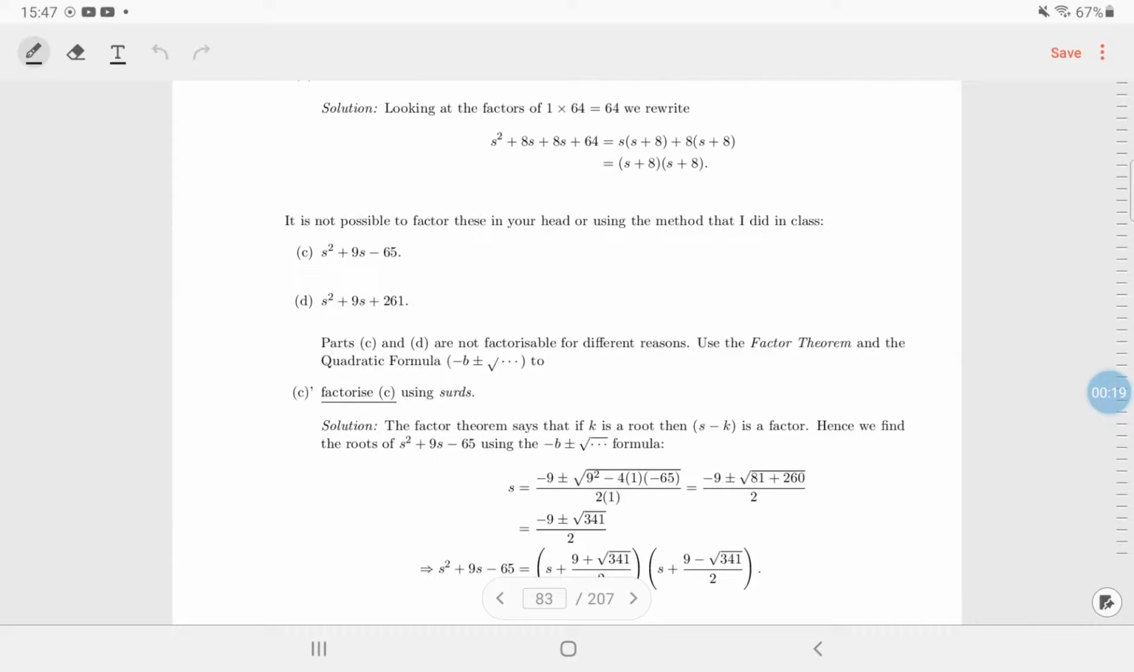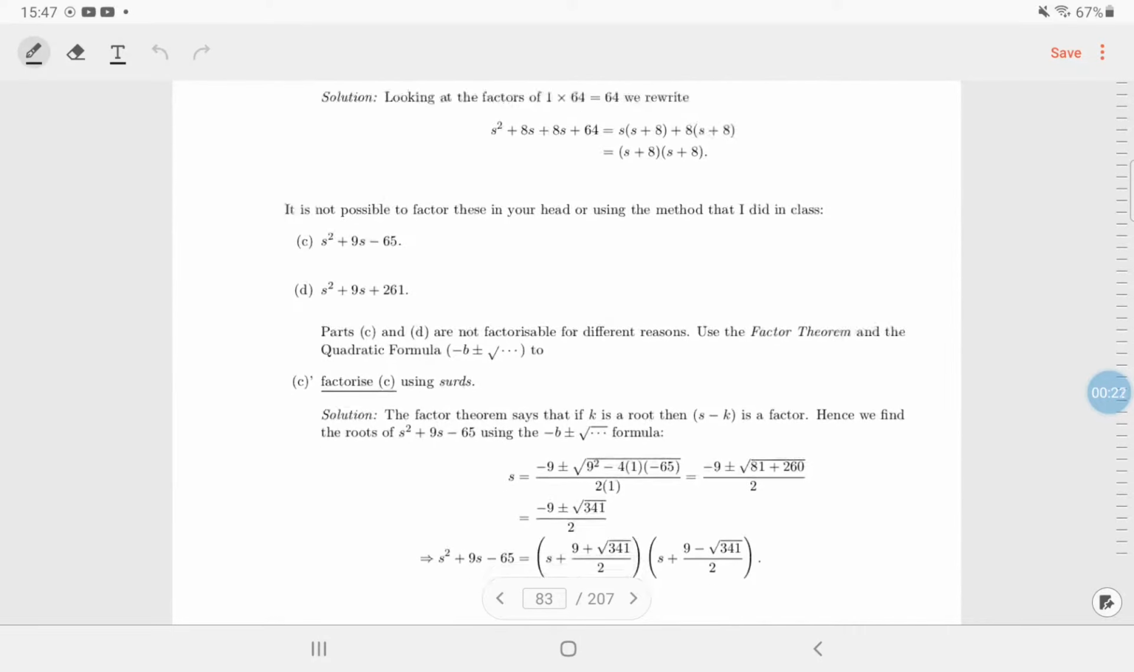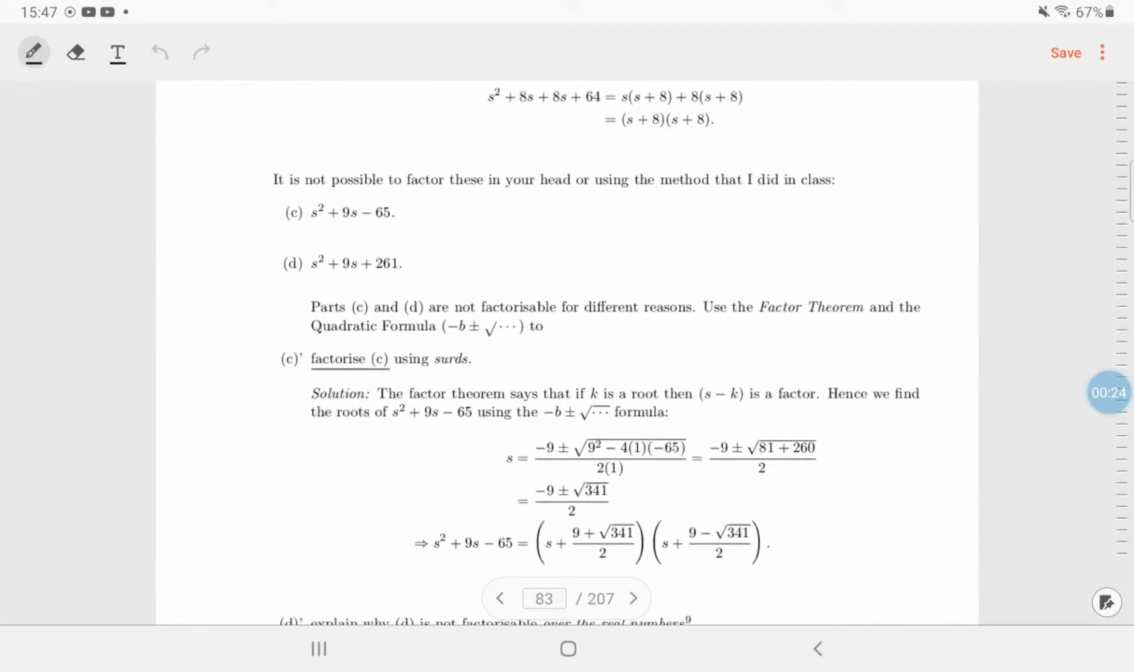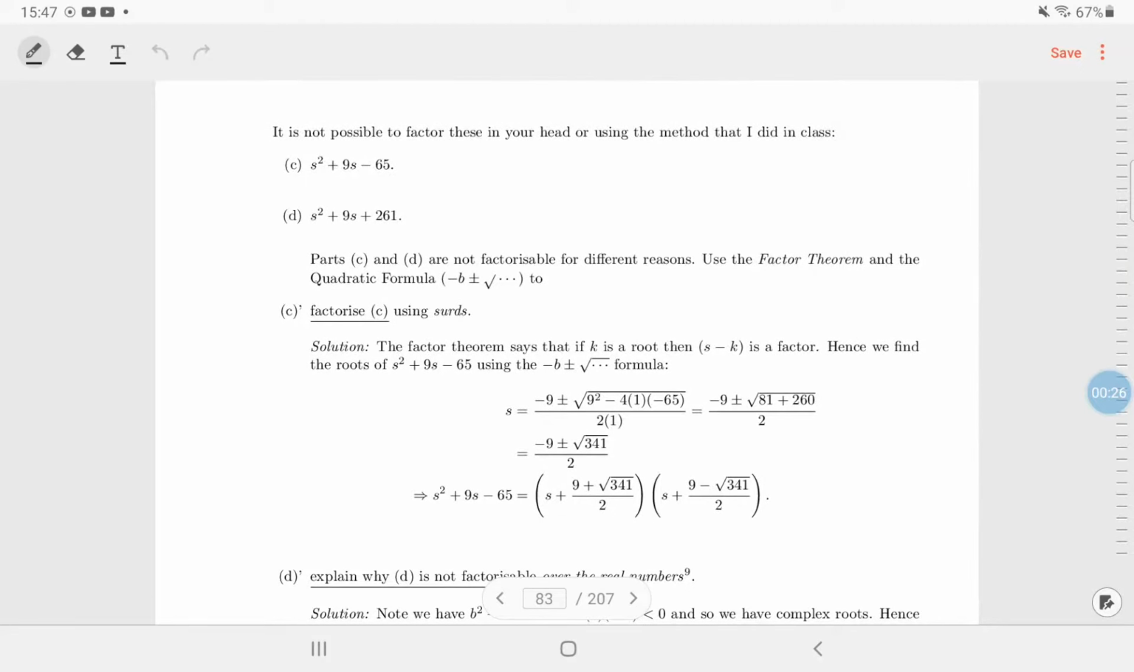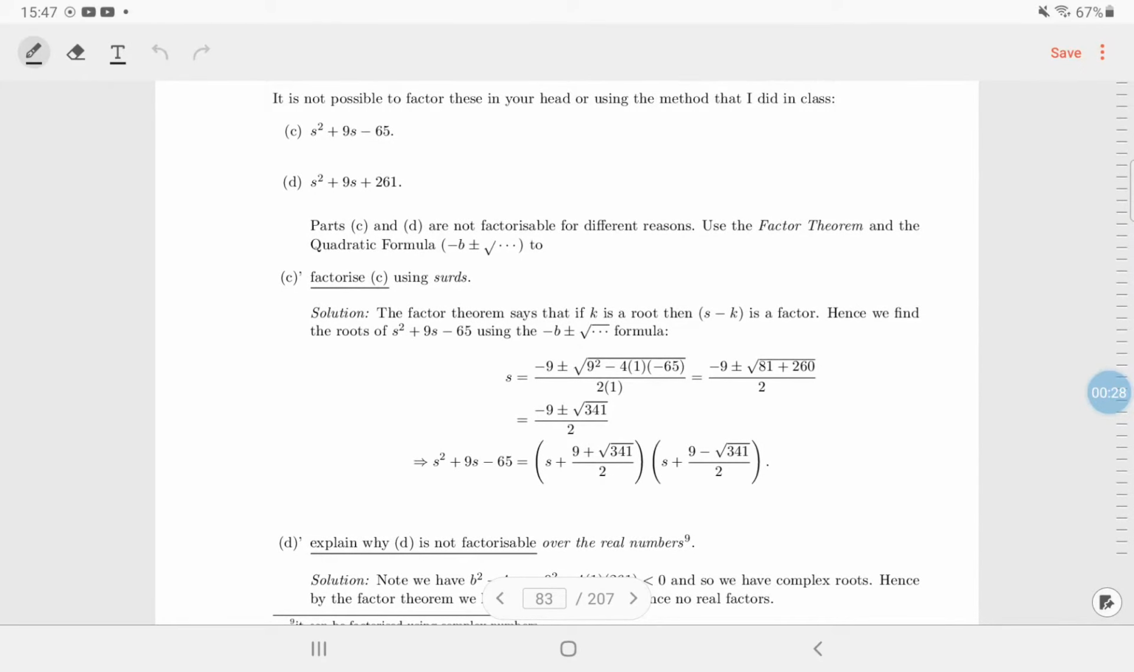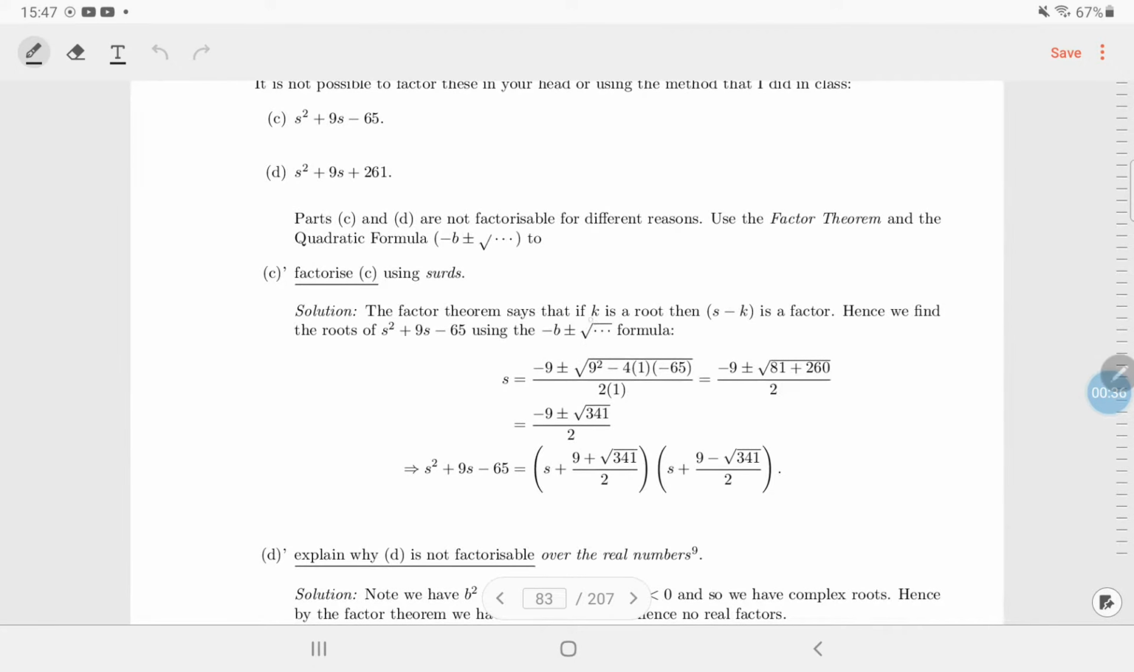Now, these two you can't do using the methods I did in the class. Now, the first one, the s squared plus 9s minus 65, what you can do is you can find the roots, and then there's a little theorem that says that if k is a root, then s minus k is a factor. Now, in this chapter, you wouldn't bother factorizing c. If you can't factorize it easily, don't bother. You're really just practicing factorizing for chapter 3.